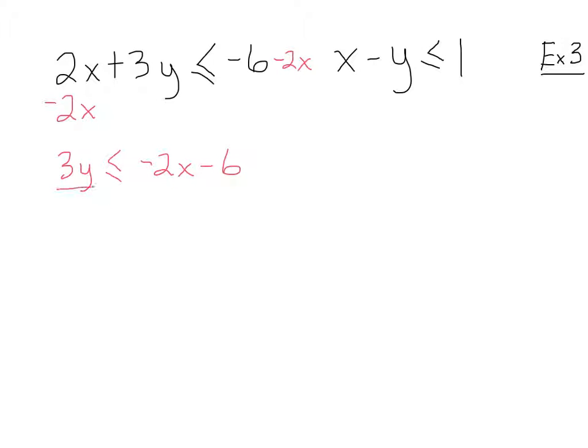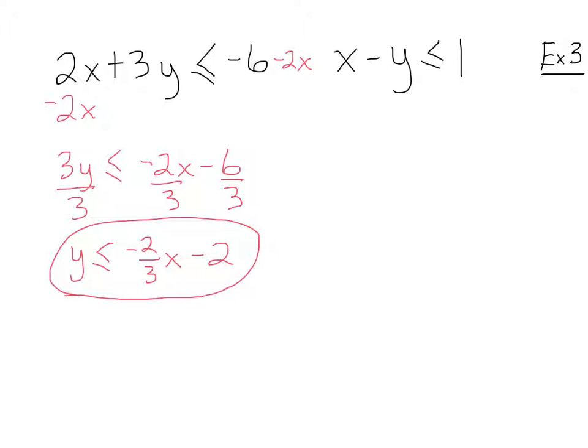And then I'll divide everything by 3. And so I have y is less than or equal to negative 2/3x minus 2. So there's my first equation. Now on the second equation, it's a good bit easier to get y by itself.